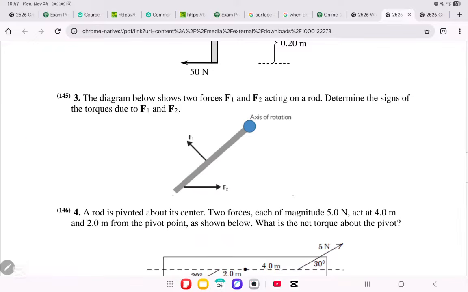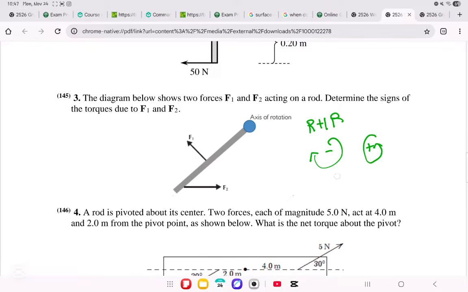This came in the course practice. The diagram below shows two forces, F1 and F2, acting on a rod. Determine the signs of the torques due to F1 and F2. Here you need to apply the right hand rule. Keep in mind, when we're applying the right hand rule, the clockwise is negative and the counterclockwise is positive. So in this scenario, we need to imagine I'm gonna separate my hand into two areas, right? I'm gonna have my 4 fingers other than my thumb, and then my palm. These are the things I need to separate and focus on.